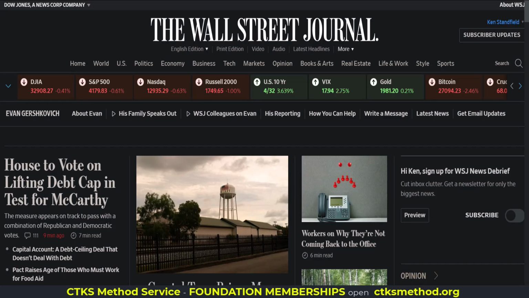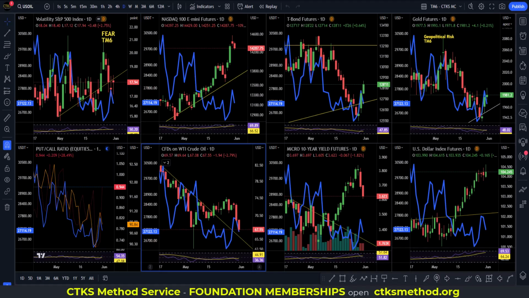Let's run the numbers. Looking at true support and resistance inside the market is not easy unless you have the CTKS method. The first thing you need to understand, what do these actual charts signify? What do they represent? The fear gauge of the market. When fear goes down, generally markets go up, but not always, just in general they do.